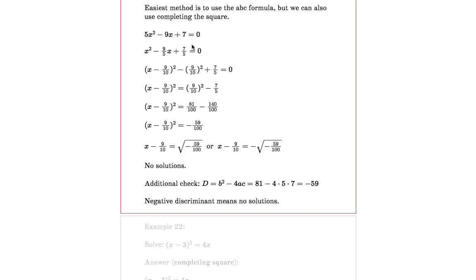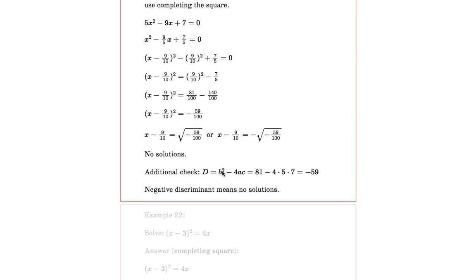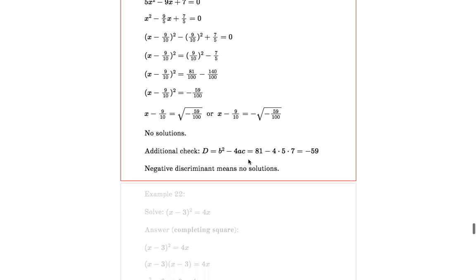this equation does not have any real solutions, and we can additionally check this by calculating the discriminant. 9 squared, minus 9 squared is 81 minus 4 times 5 times 7 is negative 59. Negative discriminant means no solution. So with completing the square, we find that it has no solutions, and the discriminant also tells us that it has no solutions.